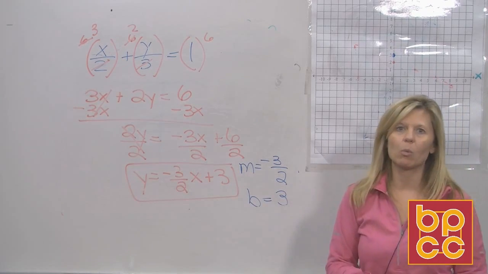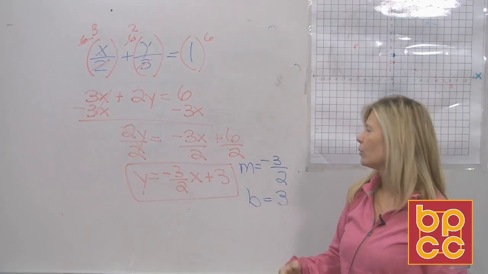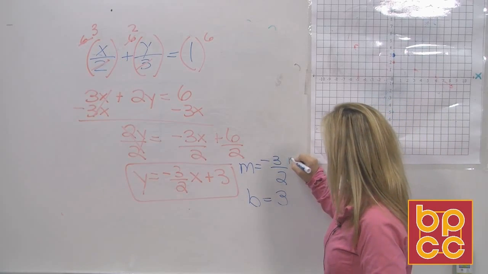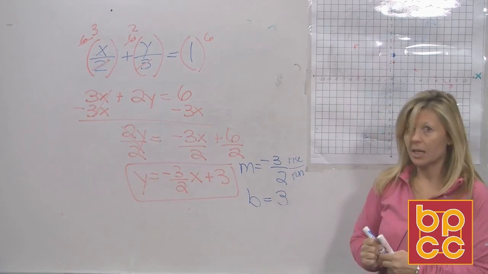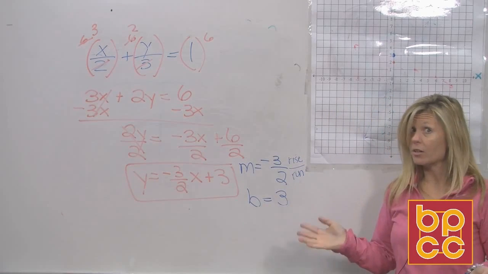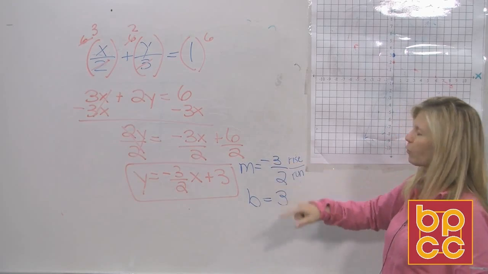M stands for what word? It stands for slope. Slope tells you how to move. So we're going to write our phrase, rise over run. If you remember slope is rise over run, you got it. So we're going to rise -3.